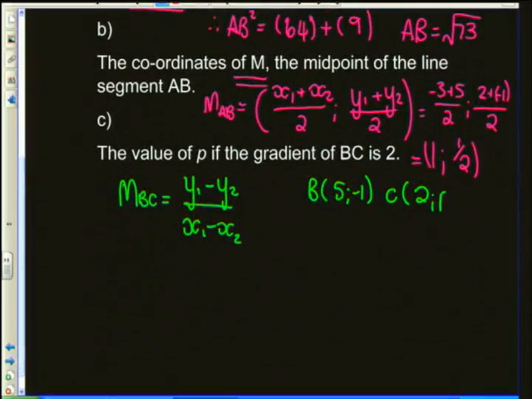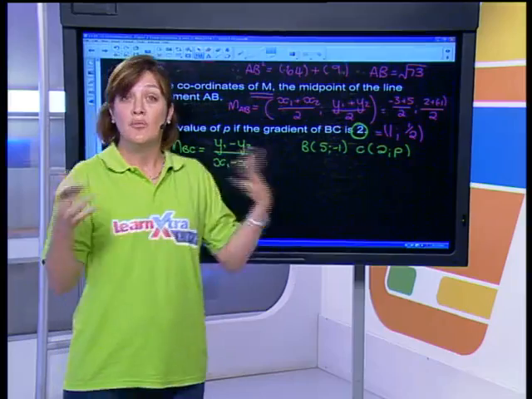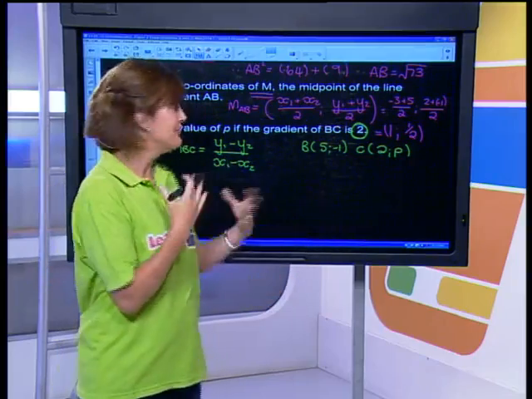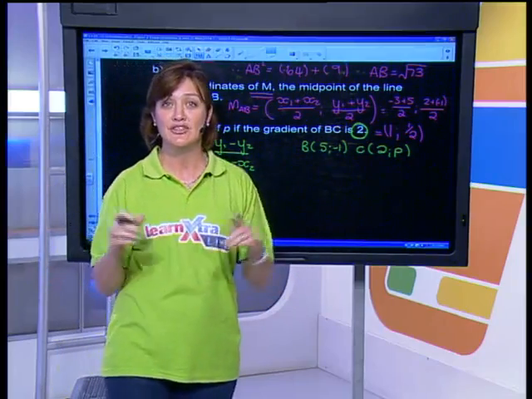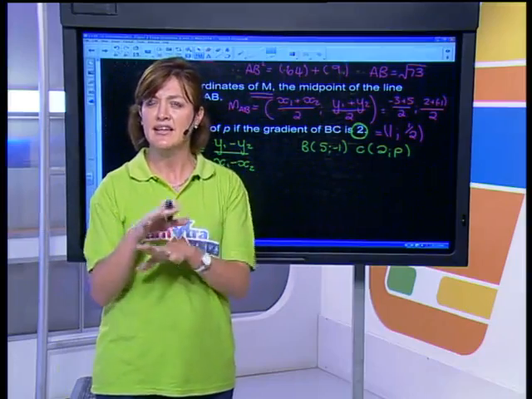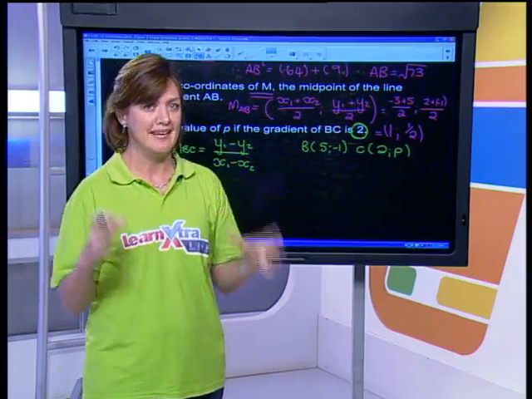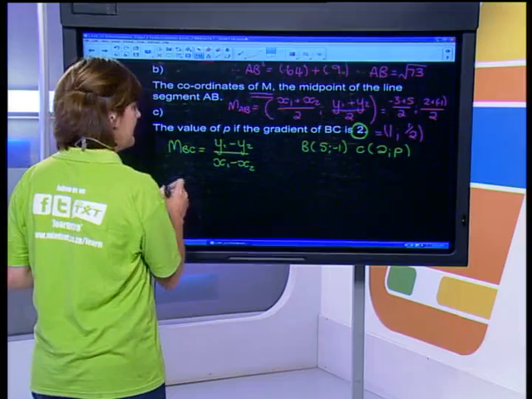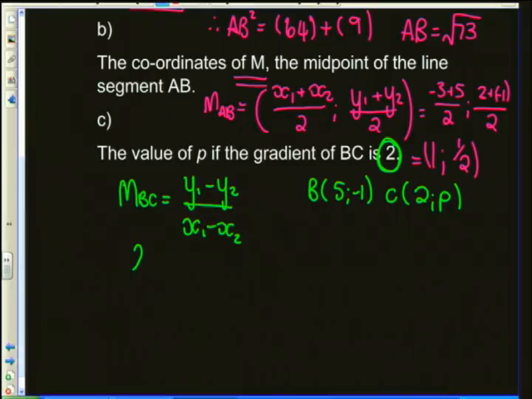2 and P. Okay, so we know that the gradient, now they've actually told us the gradient. You guys agree we actually have the gradient over there. So when we do our y1 minus y2 over x1 minus x2, we actually know what it's going to be equal to. They've told me that the gradient is 2. So I hope you guys can all see how this little equation is going to be built around to help us solve for P. So therefore we're going to say the gradient from B to C was 2.